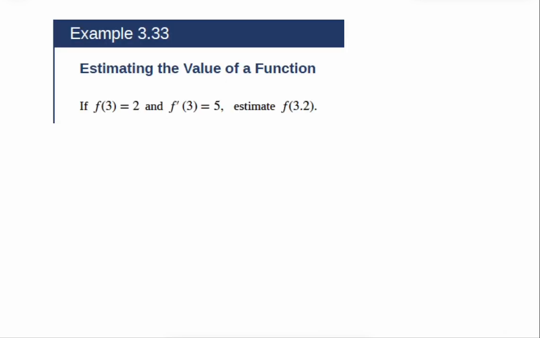There's one even that's called a linear approximation, and that all comes from the derivative. So it says to estimate the value of the function. You'll see here that we know that f of 3 is 2. We know f prime of 3 is 5. We want to estimate f of 3.2. So let's gather some information here. Remember, this is f of a plus h is approximately f of a plus h times f prime of a.